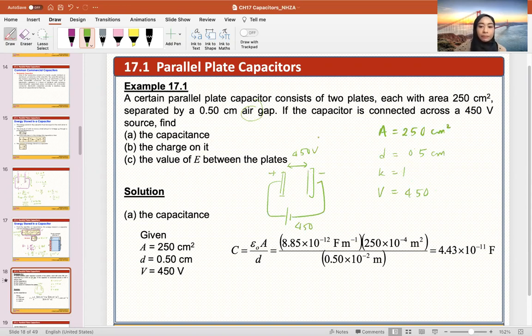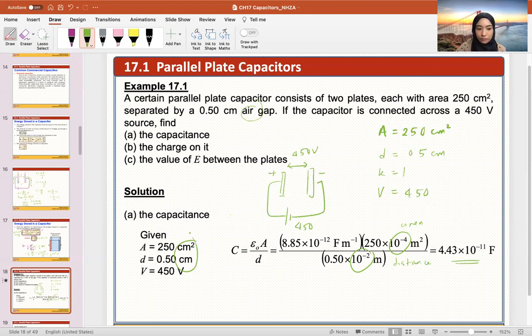Okay, so that is your voltage. Find the capacitance. So we have the A, we have the D. Just substitute. Here they changed it to meter squared and the centimeter to meter. So times 10 to the minus 2, and this guy is squared, so times 10 to the minus 4. 8.85 times 10 to the minus 12 farad per meter times 250 times 10 to the minus 4 meters squared. This is area, this is distance. So use your calculator, you should get this answer. Pretty easy. The only thing that you can mess up in this kind of question is not converting the centimeter to meter. Remember, always SI units.